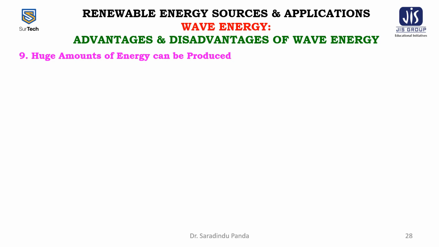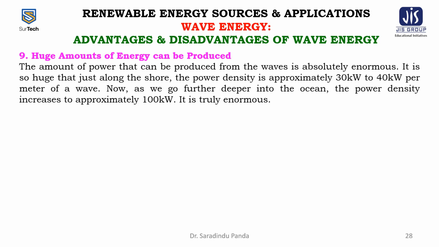Ninth one is that a huge amount of energy can be produced. The amount of power that can be produced from the waves is absolutely enormous. It is so huge that just along the shore, the power density is approximately 30 to 40 kilowatts per meter of the wave. Now, as we go deeper into the ocean, the power density increases to approximately 100 kilowatts. It is truly enormous.